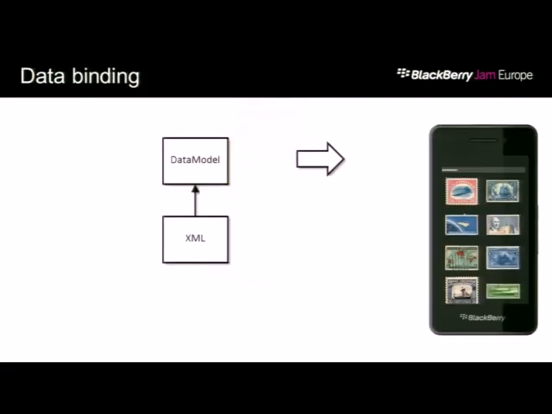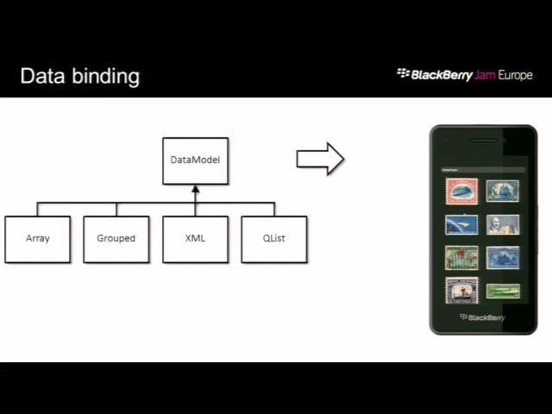So I showed you in the previous example how you connected the list view to the data model, and the kind of data model we used in that example was the XML data model. And the XML data model is very good for prototyping. If you want to just code a user interface, want to try things out, want to have some hard-coded data in the UI, then go ahead and use the XML data model. With Cascades, you have a bunch of other data models as well. First, we have the array data model, which, if you're going to work with just a linear set of data, then go ahead and use the array data model.